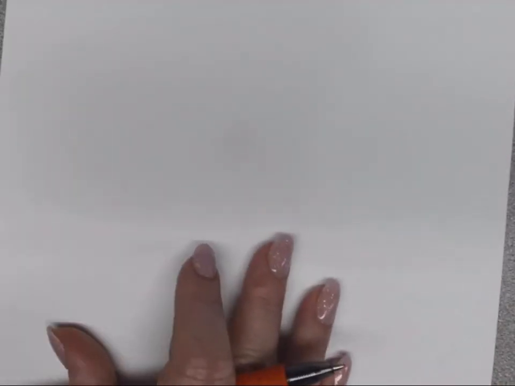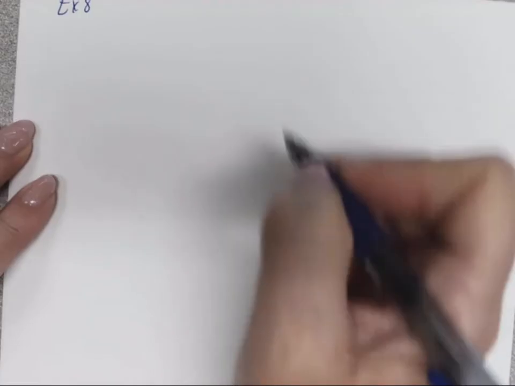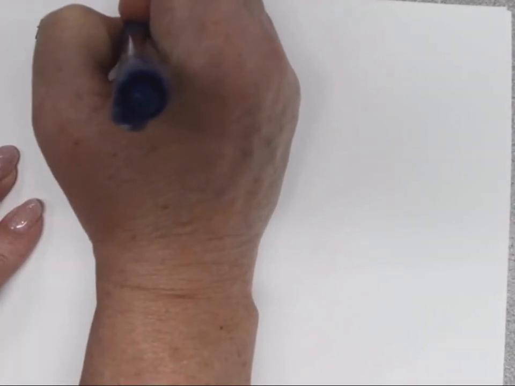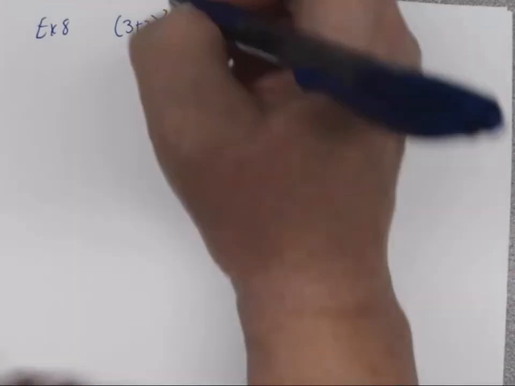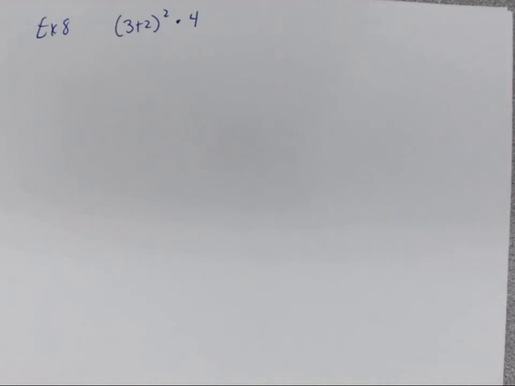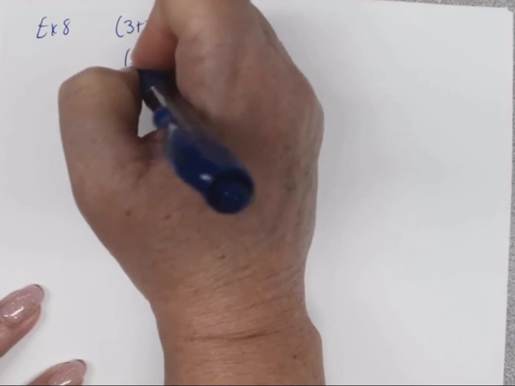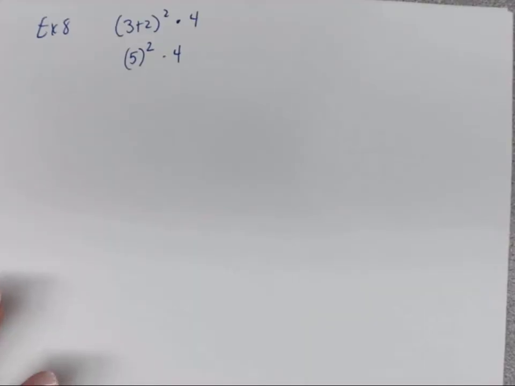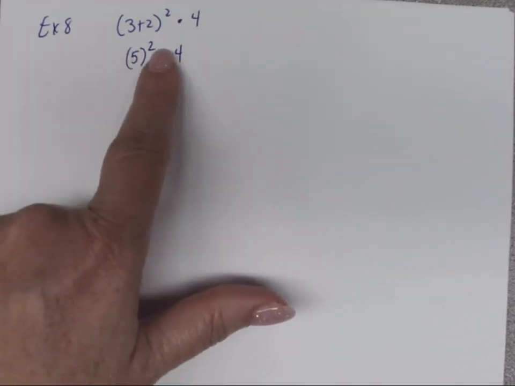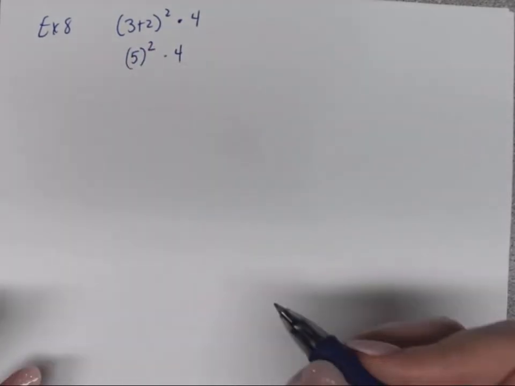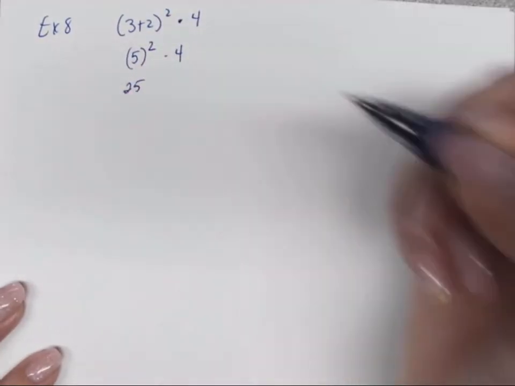All right, so now let's look at example 8. Helps if you can see. So we have 3 plus 2 squared times 4. So again, we're following PEMDAS here. That dot is multiplication. So we have to take care of the parentheses. So 3 plus 2 is 5 squared times 4. After parentheses or groupings, we do exponents. So now I have to take 5 squared. So that's 5 times 5, which is 25.